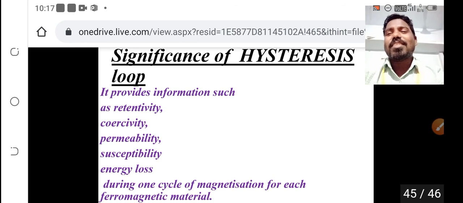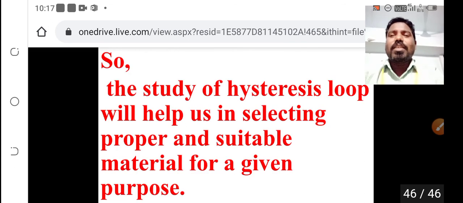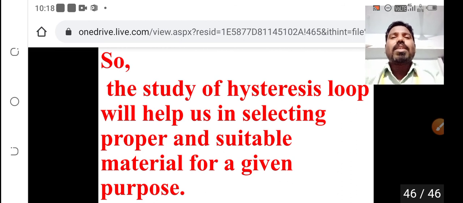That is the reason it can be. So this is about the ferromagnetic material. The study of the hysteresis loops can be useful for selecting a proper and suitable material for our purpose, for our requirement. Whatever magnetic material data we need will be given by this hysteresis loop.